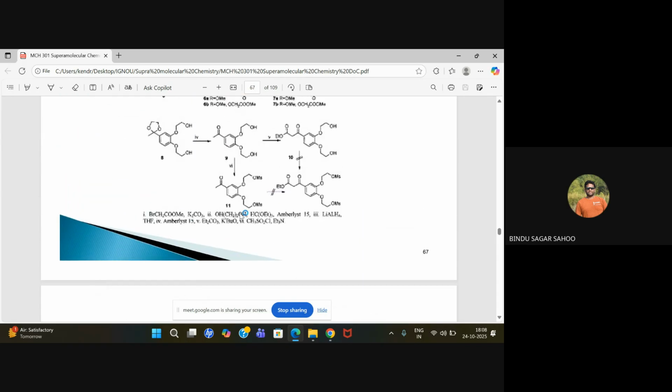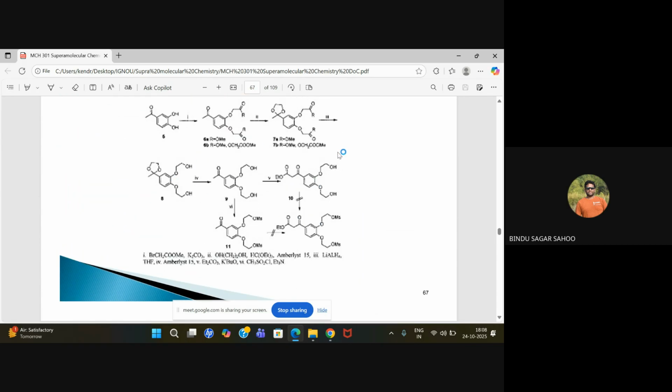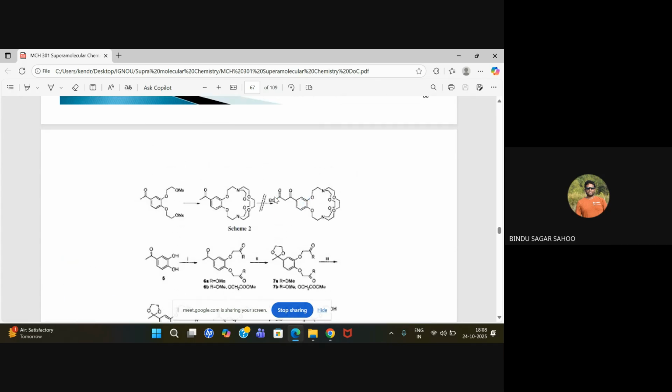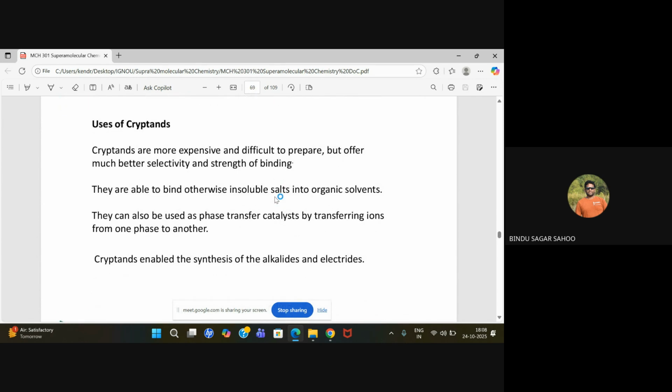Most of the time, it requires at least 3-step or 2-step organic reactions. So the synthesis of cryptands is not very easy. It is generally more expensive also, and the synthesis method is a little bit lengthy or difficult. But when you prepare a cryptand, it has more rigidity.